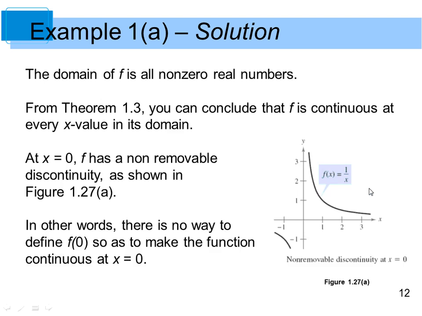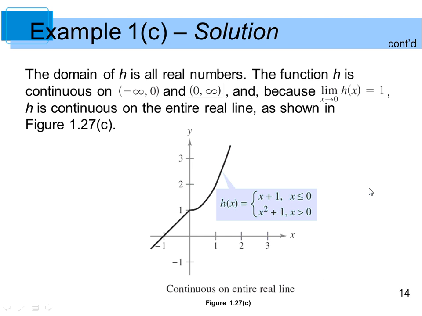Got him? Let's see if we can scroll over here. Ooh, a lot of writing. Where's part C? Oh, there it is. So it's continuous. You can say it's continuous everywhere, or it's continuous on the, they say entire real number line, but it's continuous everywhere. Okay.